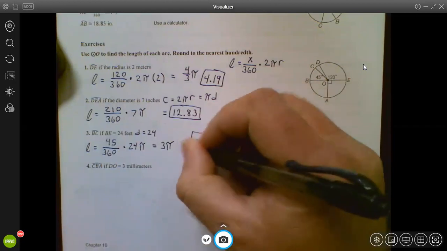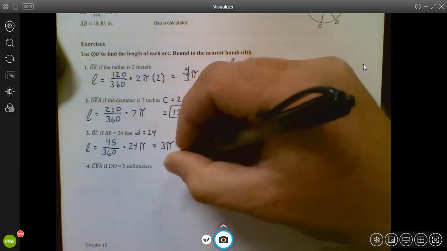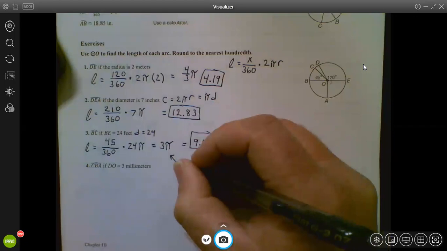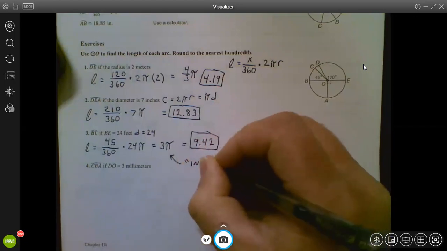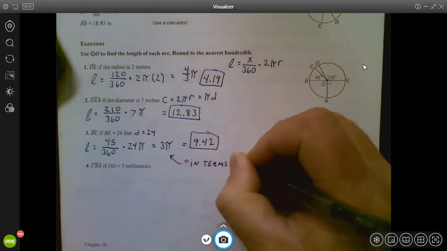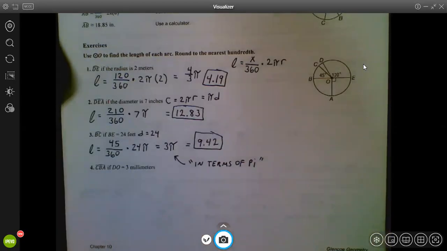Guys, do me a favor. In your notes, I want you to make a little side note to yourself. This is what an answer looks like whenever they say write your answer in terms of pi. Right, so whenever they say leave your answer in terms of pi, that just means leave pi as pi. Don't put pi in your calculator. Just leave pi as pi.